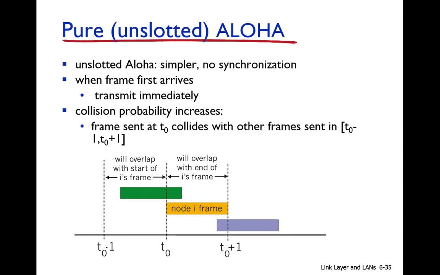We discussed another random access protocol, which is called pure or unslotted Aloha. What does it mean? In the pure or unslotted Aloha protocol, it is totally decentralized. It is very simple.